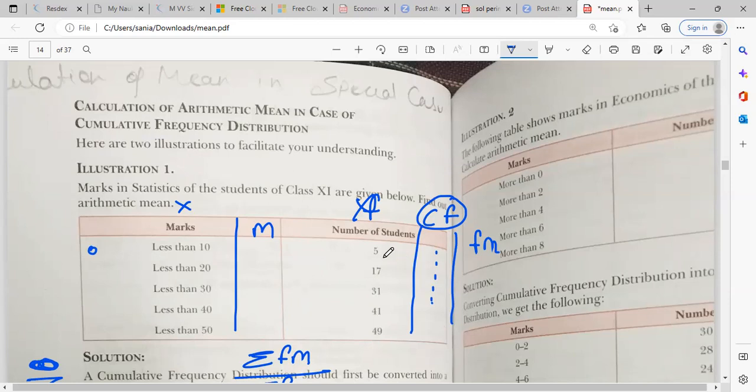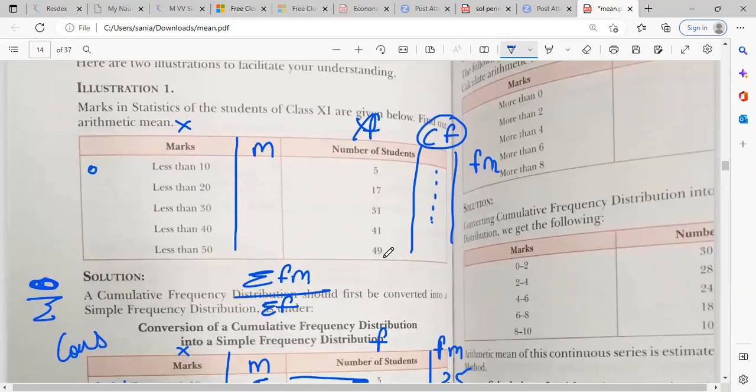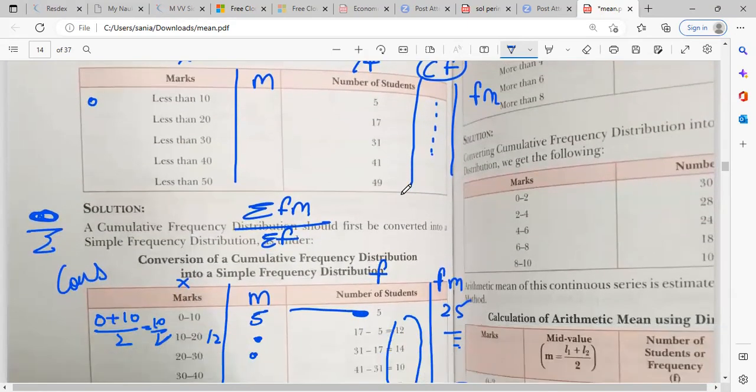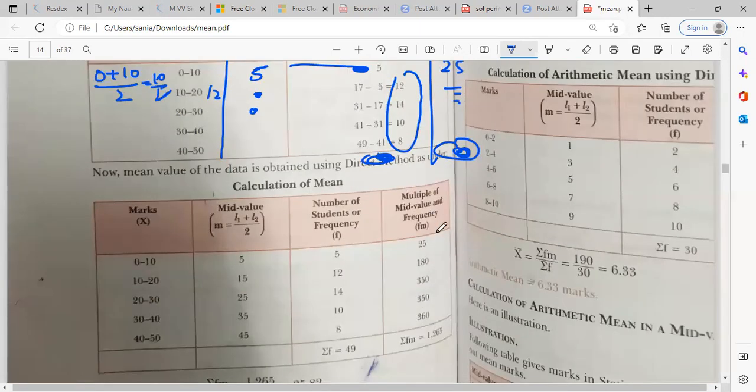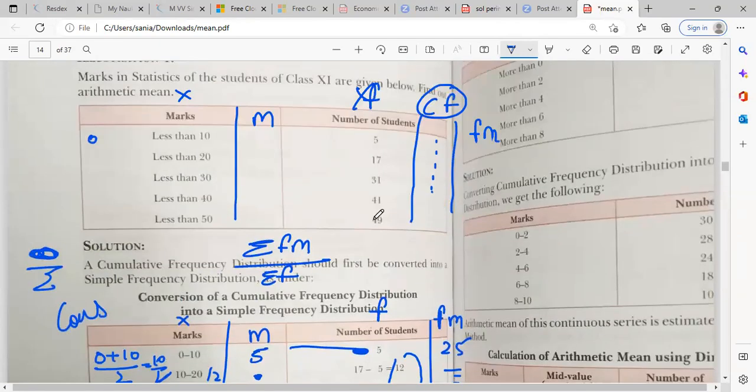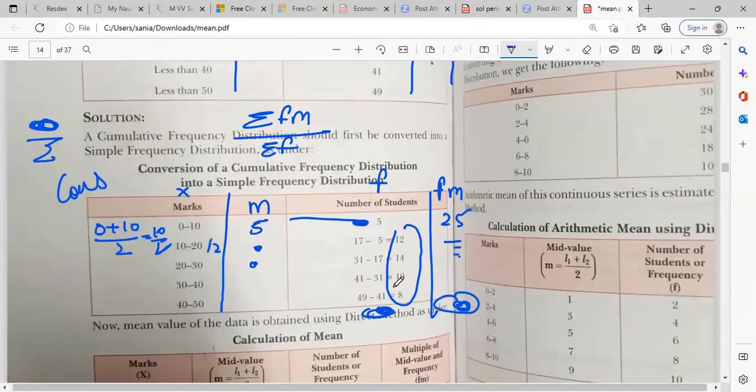Ma'am, will we multiply CF into M? No. You will multiply this. This was your F, the new F. Instead of writing 5, 17, 31, you will write this number here as the F. This is your new F.